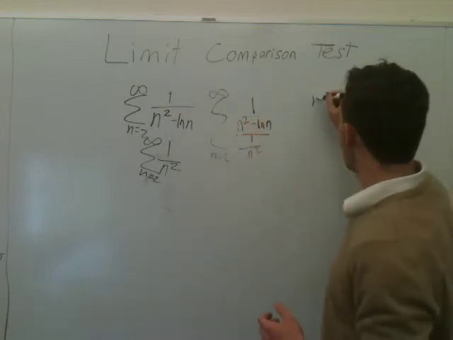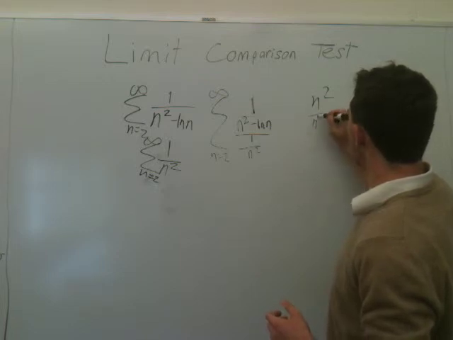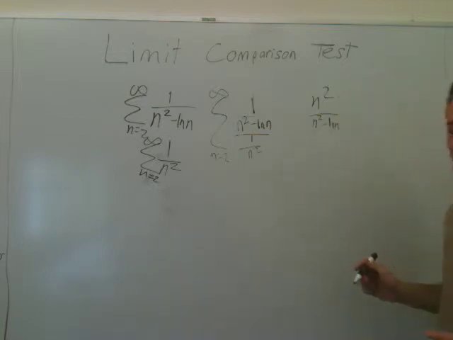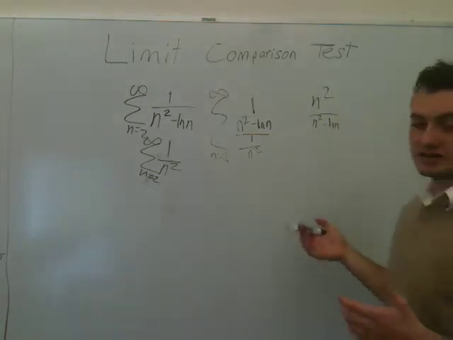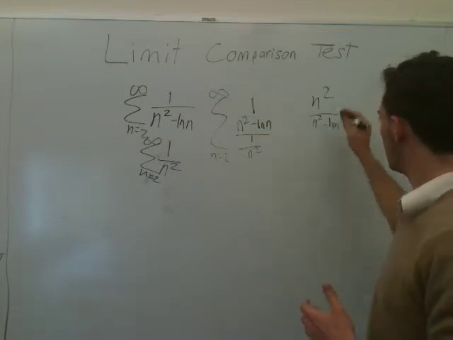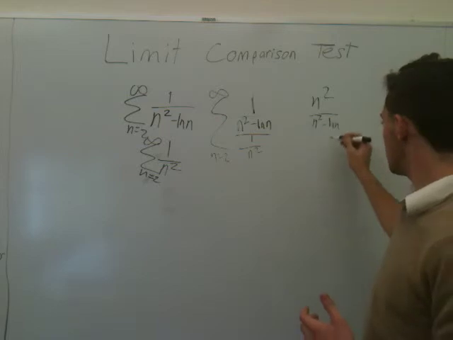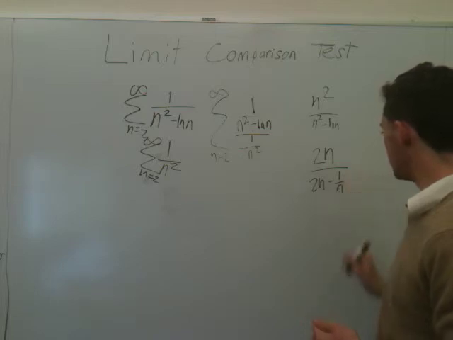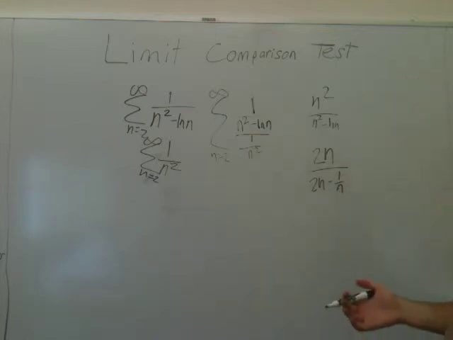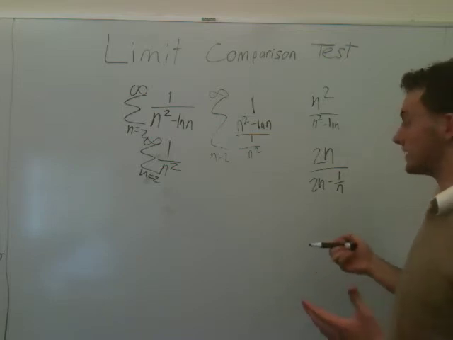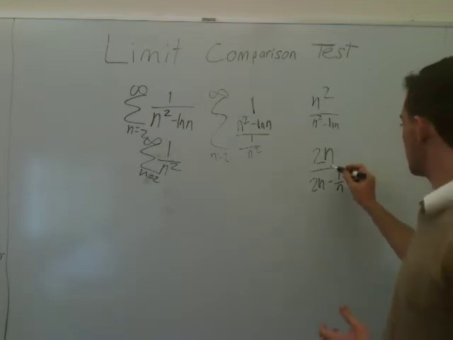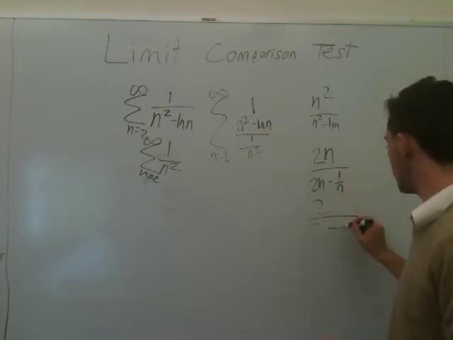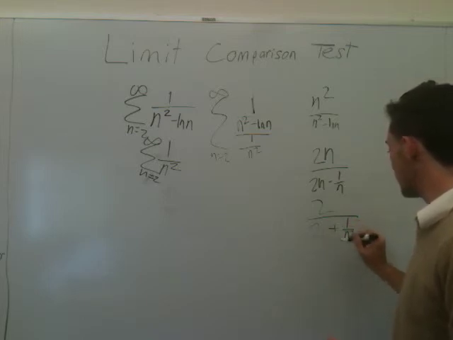This will come out with n squared over n squared minus ln of n. Now we can't really do much with this, so we're going to differentiate it to find the value. So we're going to first use L'Hopital's rule to make this 2n over 2n minus 1 over n. Still can't do much with it, because we're going to plug in infinity and see if it comes up with a real number. So we use L'Hopital's rule again, which brings us to 2 over 2 plus 1 over n squared.